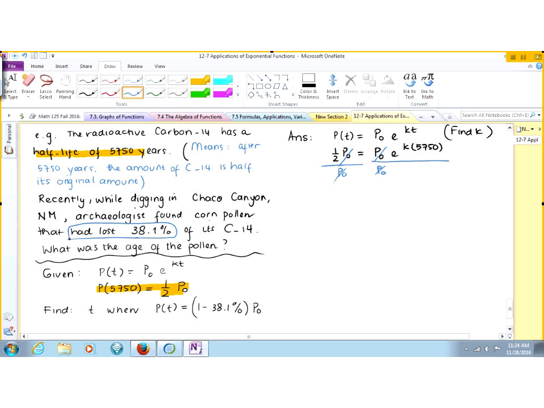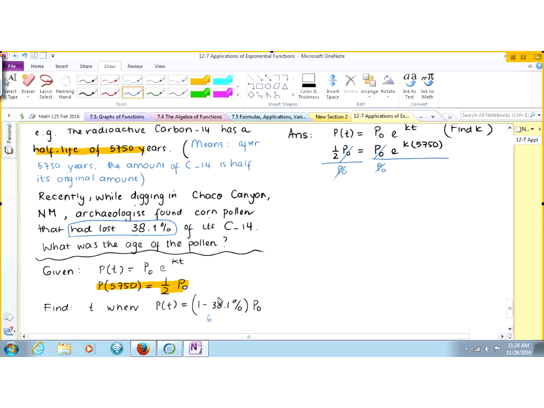Oh, because it says it has lost, right? Yeah, so this is 61.9%. Because it says it has lost 38%. So what is left is 61.9%. Because it says it has lost 38.1%. All right, good. Now, anyway, how do I solve for k?